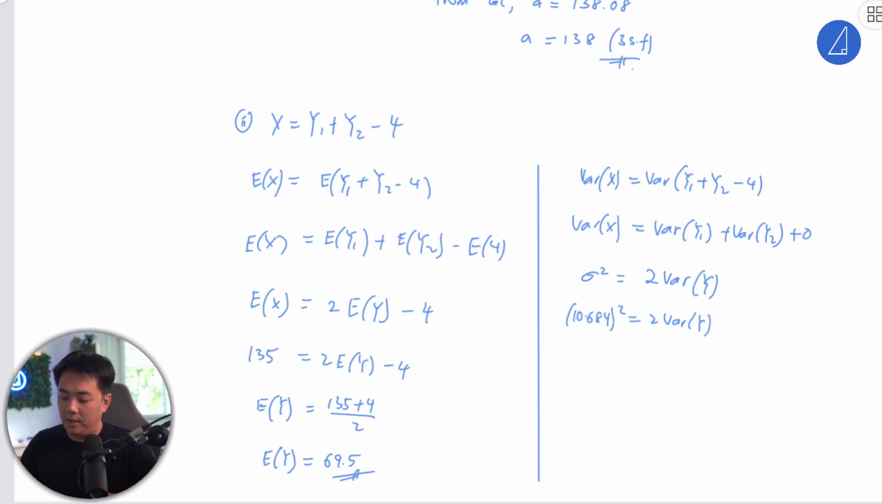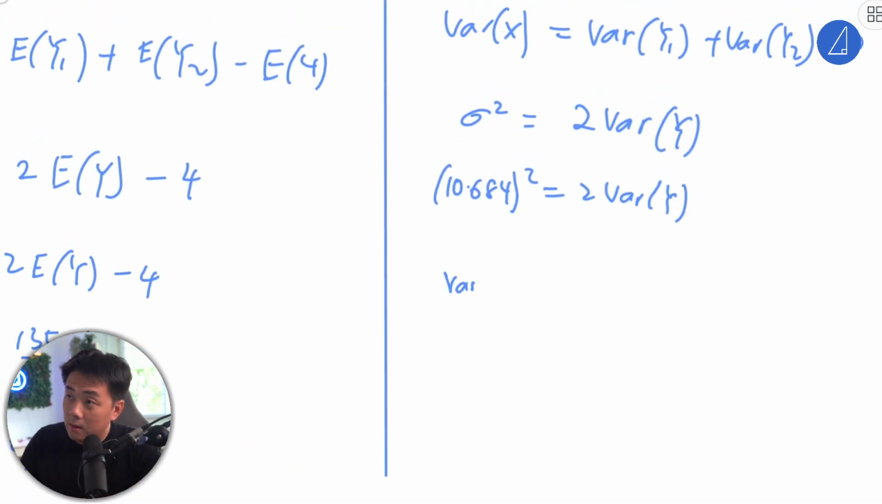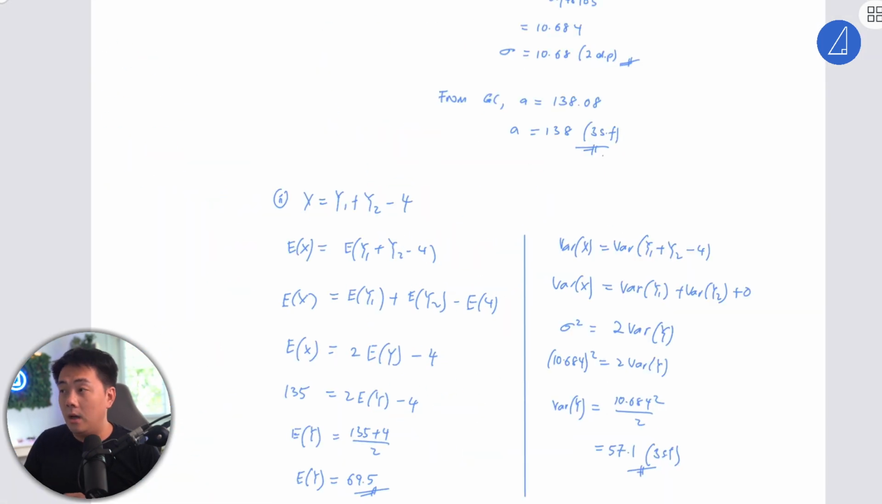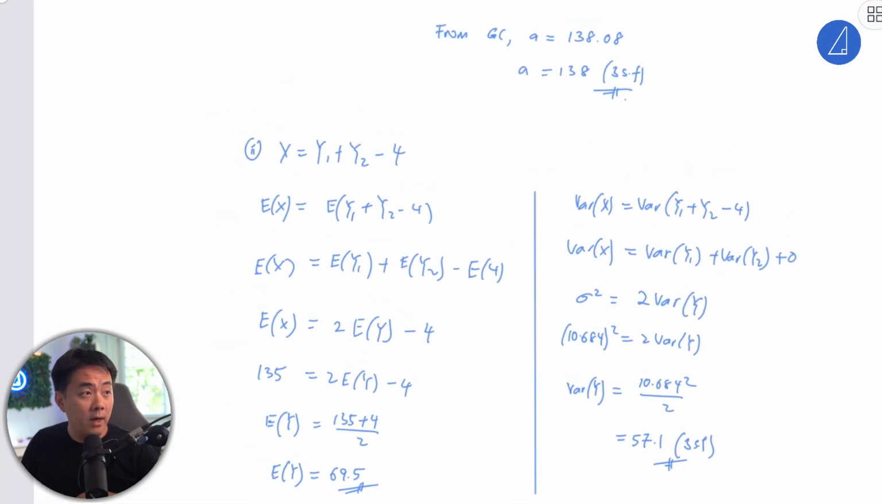So variance Y will just be 10.684 squared divided by 2. So in this case, it will be 57.1. Okay, that's it. So that's how we do this question proficiently. If you have any questions at all, please do let us know. And I'll see you in the next question.